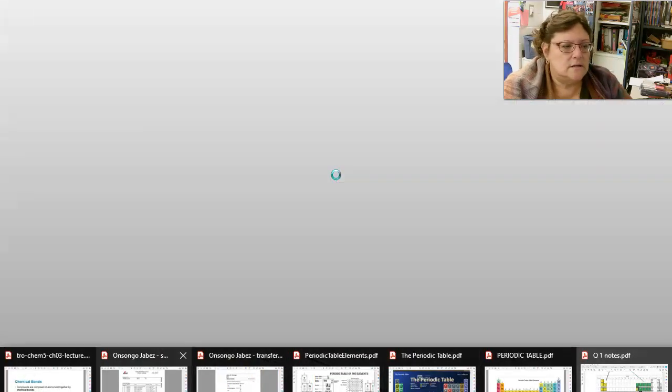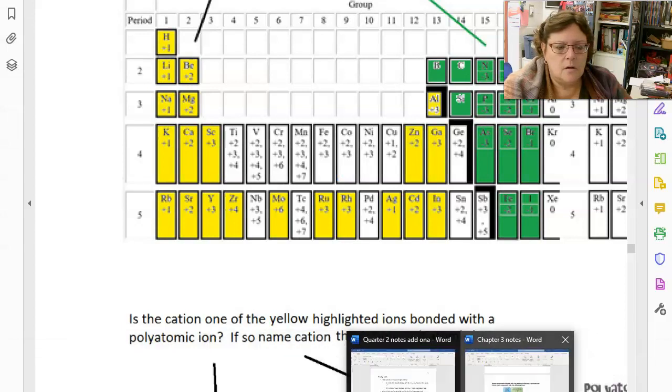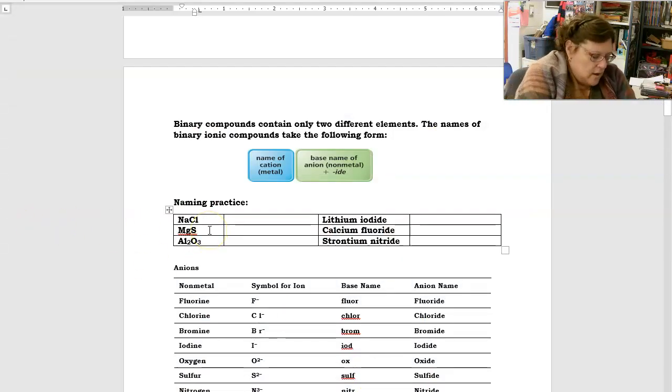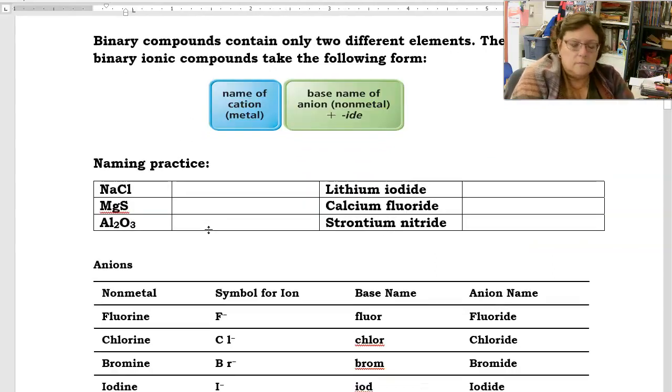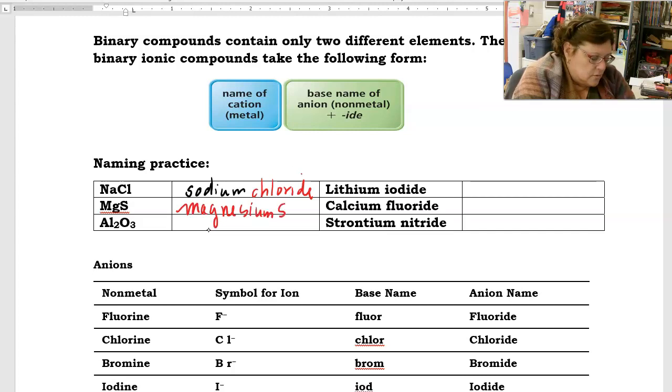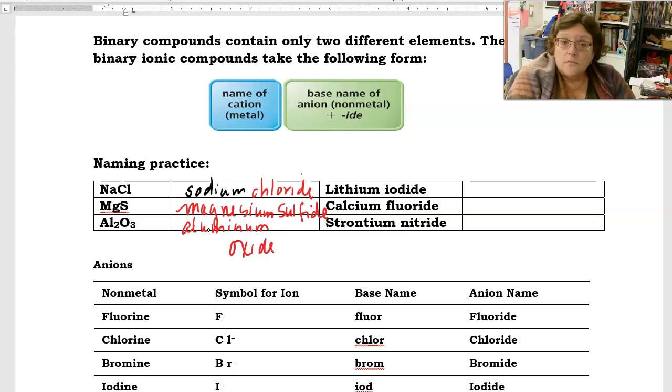So let's name this first guy. We have sodium and chlorine. We're going to put an "ide" on the end of the chlorine, so we're going to name him sodium chloride. I have no idea why that changed colors like that. The next one, we have magnesium and sulfur, so it becomes sulfide. Aluminum oxide. Now we're going to write the formula.